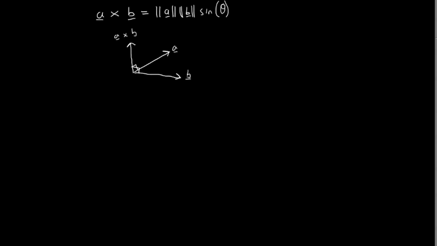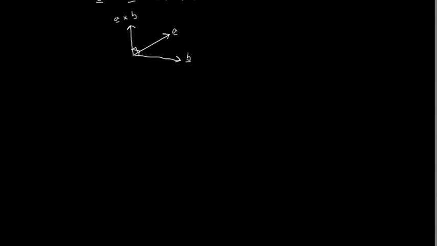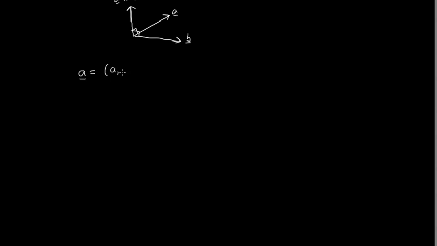Now, unfortunately, the cross product is not entirely a straightforward calculation. So I'm going to show you how to calculate the cross product between two general vectors. I'm going to define a general vector A as being a 3-tuple A1, A2, and A3, and vector B in a similar fashion.